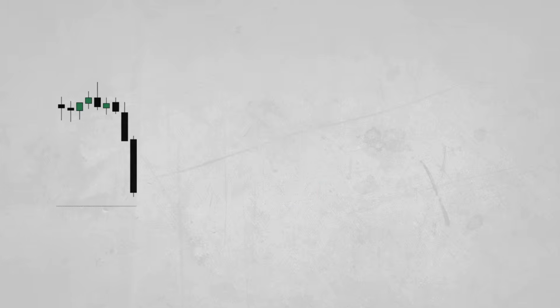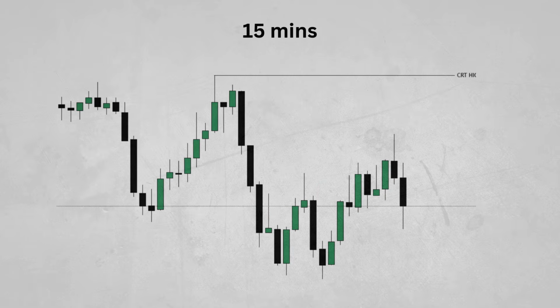On the 15-minute chart, the first thing that catches my eye is this sweep of liquidity that eventually broke structure to the upside. And not just that, price is currently sitting inside a fair value gap. If you look closely to the left, you'll also notice an inverse fair value gap.